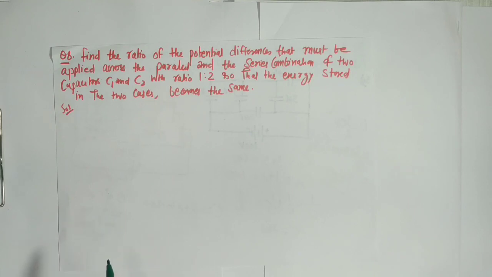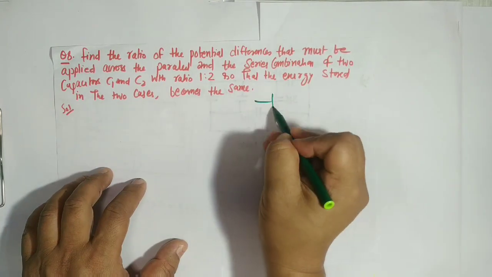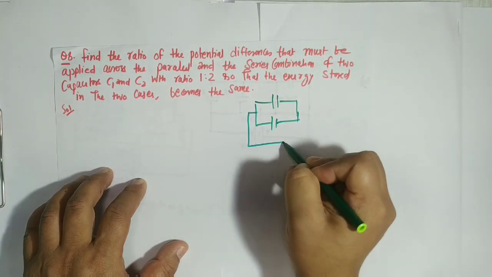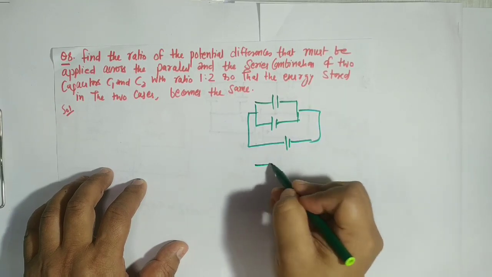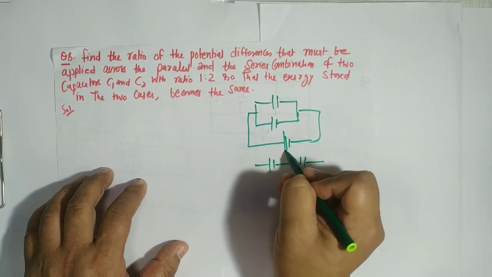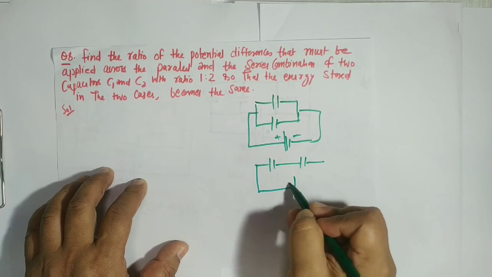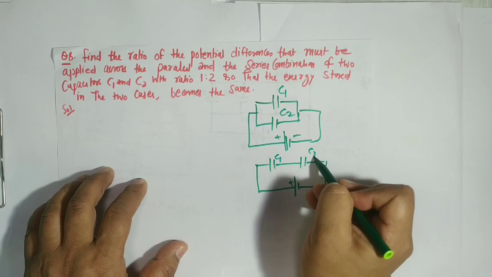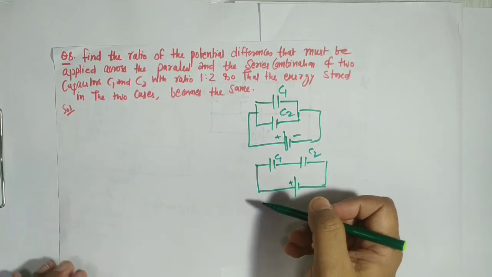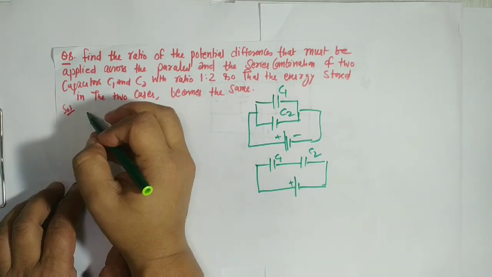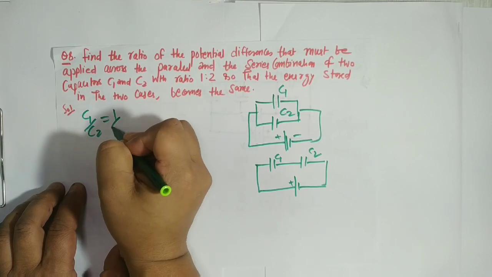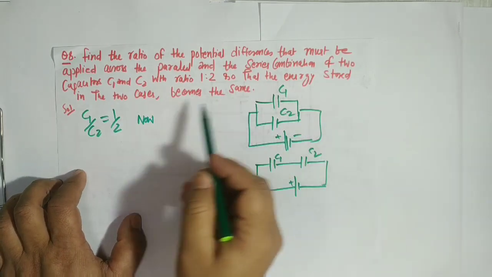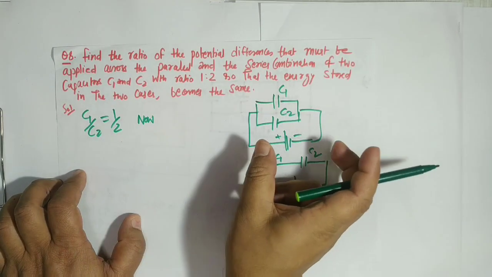We will take two capacitors, like one is the case when they are in parallel, and the other is the case when they are in series with the battery, like this. One is C1, C2 and the other is C1, C2. The case is very simple, because C1 by C2 is already given as 1 by 2, and as the energy stored is the same, the ratio becomes the same.